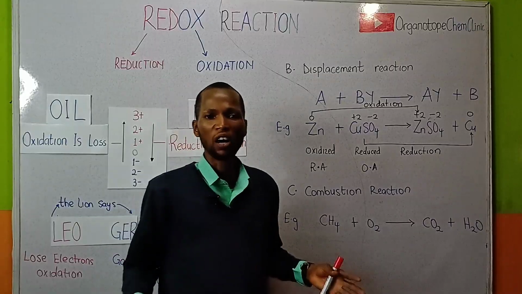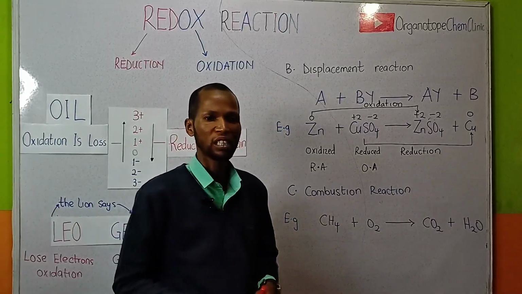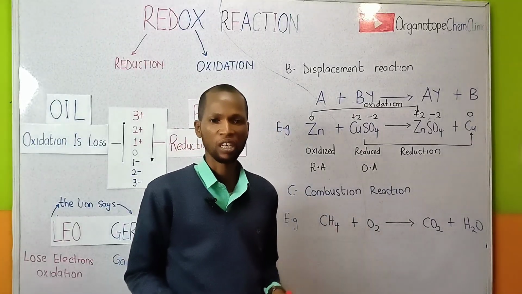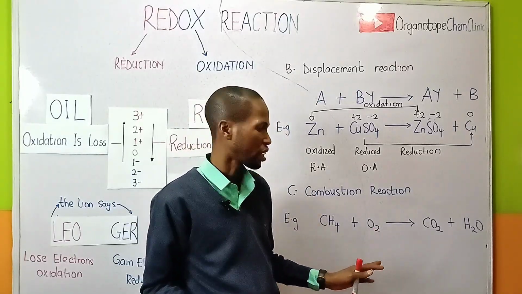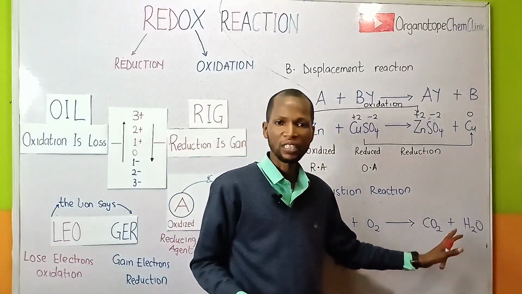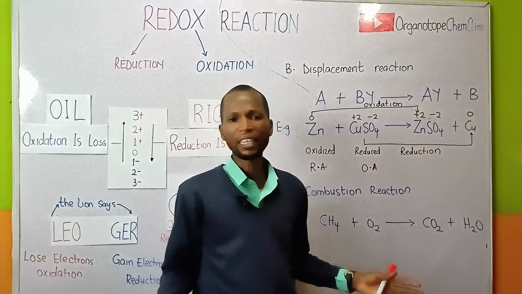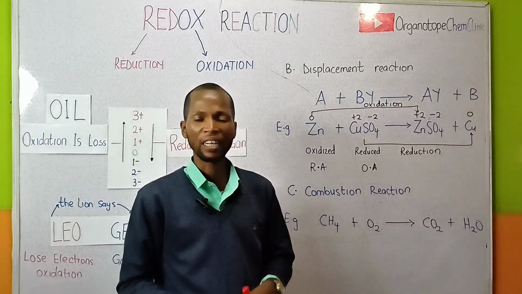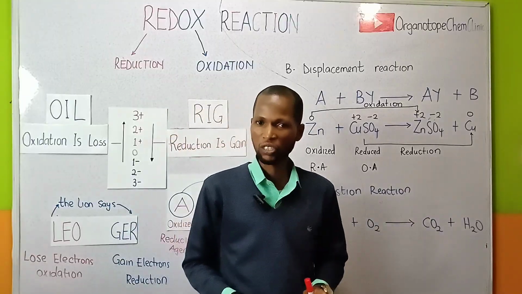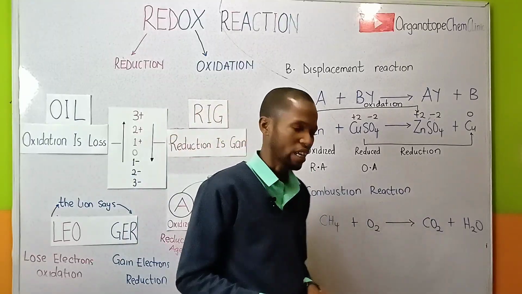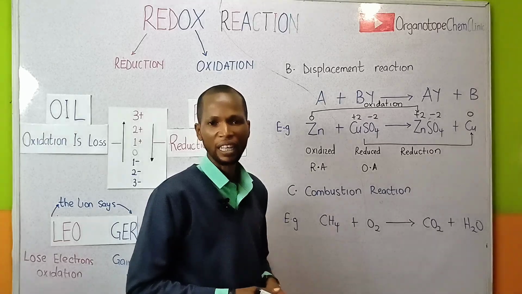Moving on, I have another example right here of a combustion reaction. When a substance burns in excess supply of oxygen, we call it what? Combustion reaction. Here we have methane burned in excess supply of oxygen to give carbon dioxide and water. Can we identify the oxidizing agent, the reducing agent, the oxidized molecule, the reduced molecule? So let us do this together.